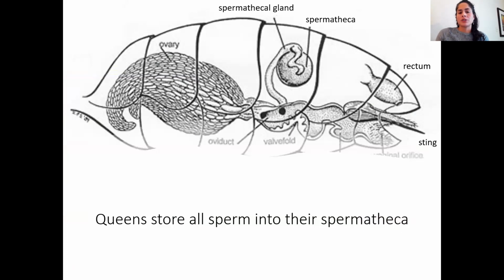The queen stores all the sperm in her spermatheca. So they mate, they do 1, 2, or 3 mating flights, and all the sperm from those mating flights will be stored in her spermatheca. A well-mated queen will have enough eggs for her whole life, so she will not go drone layer. But if that queen did not mate well, she will not have enough sperm, and she will go drone layer.